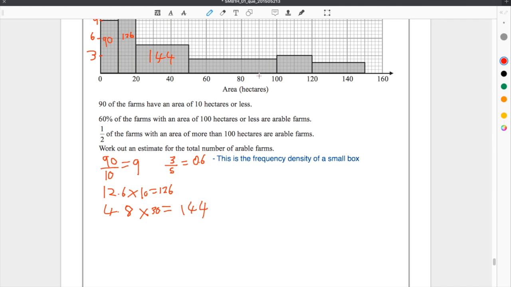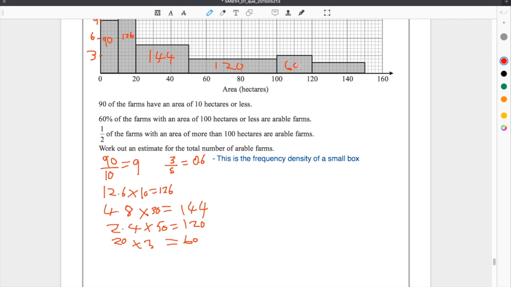With this one, 50 to 100, that's a width of 50, and we have a height of 3 minus 0.6, which is 2.4, so 2.4 times the width, which we've just found out to be 50. And that's 120. This one here, the width of the bar is 20. The height of the bar is just 3. So 20 times 3. That's 60.